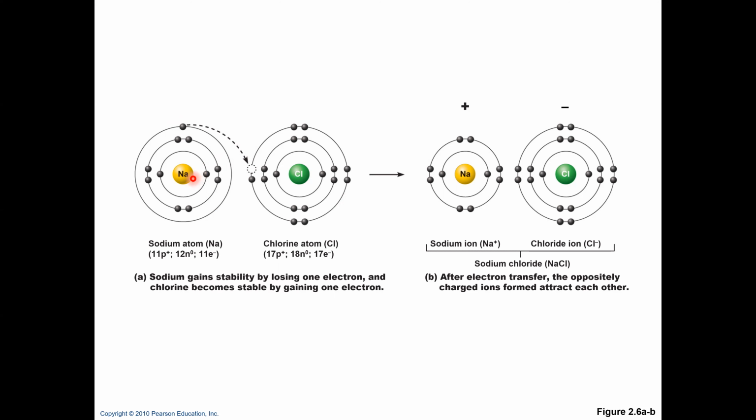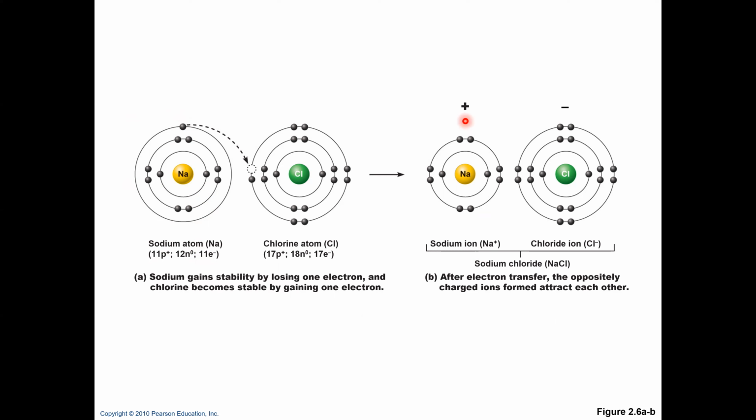Now, when sodium loses its electron, it becomes a positively charged ion, because electrons are negatively charged. When we have a neutral atom, we have 11 protons, which are positively charged, and 11 electrons, which are negatively charged. So this atom is neutral. 11 positive particles cancel out 11 negative particles. But when sodium loses 1 electron, it becomes positive. So it becomes a positive ion. So it becomes a sodium ion.